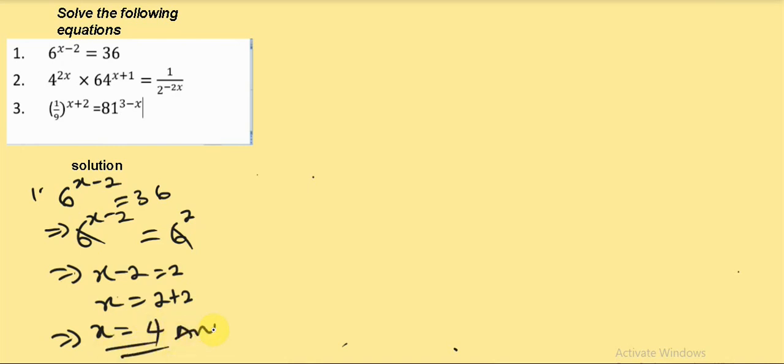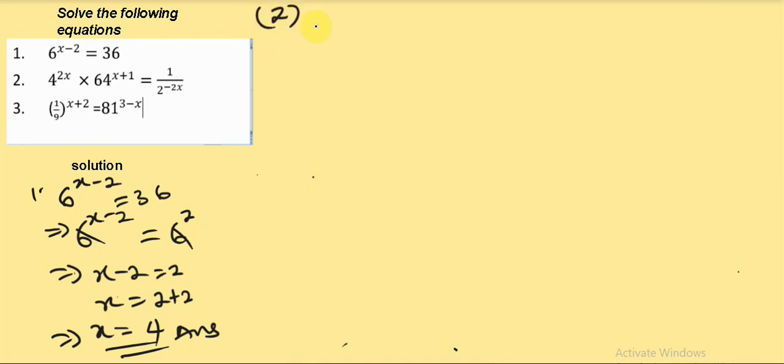So this is the answer. If you want to check, put 4 in the original equation, substitute x with 4, it's going to be 4 minus 2, which is 2. 6 raised to the power of 2 is 36. So the answer is correct. So I'll do the same here.